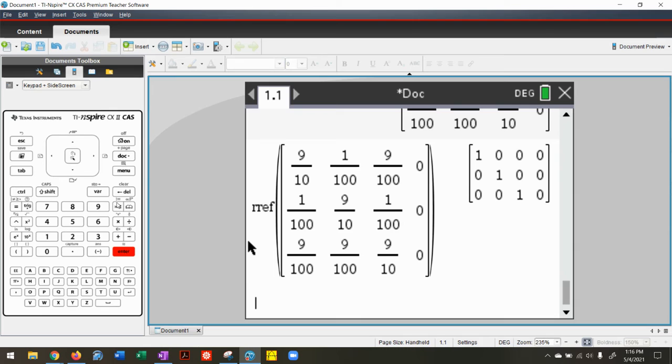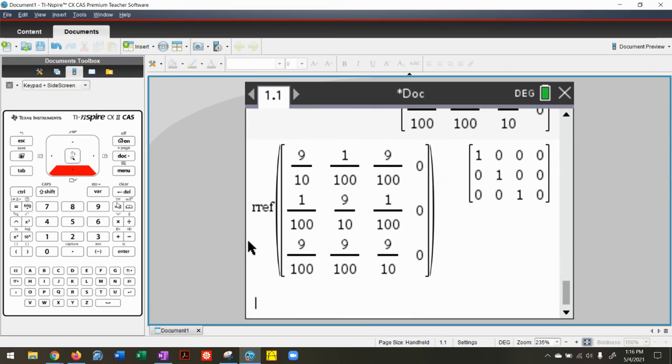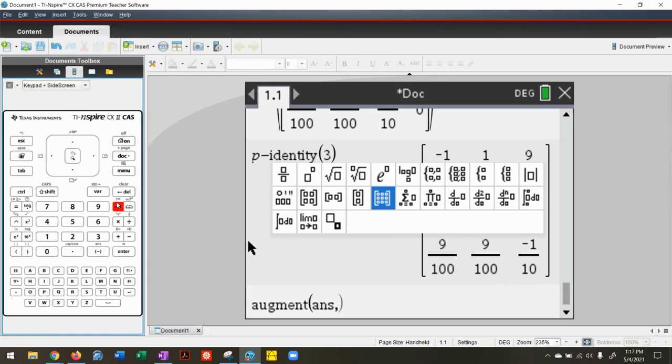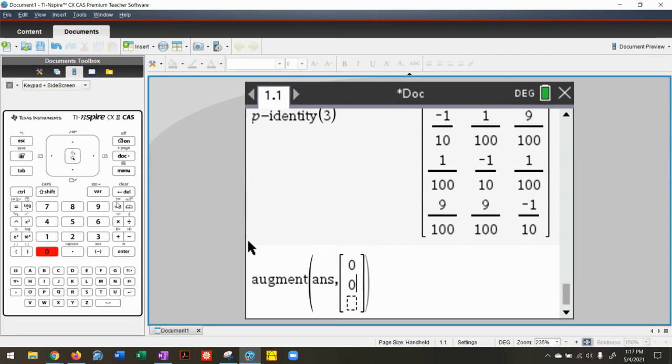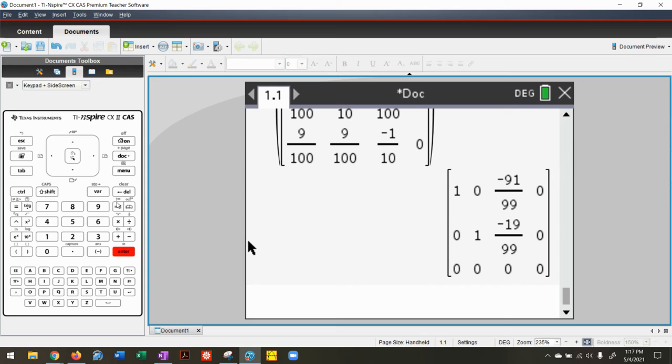9/10. I know what I did. That's a dumb move. Okay, what did I forget to do? I hope you can figure that out. I forgot to do P minus the identity. Do P minus the identity. Then I can augment that thing with the 0 vector. Great. Now we're augmented with the 0 vector. Now we can rref. There we go.